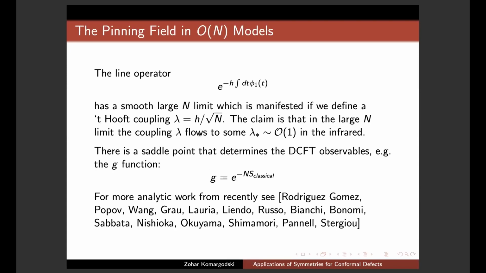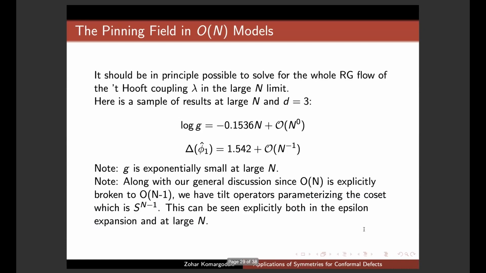I'm not going to go through that because it's impossible to explain in 5 minutes, but there is an exact large N solution of this defect that we found a year ago. And it can be used to make many predictions. And there is a lot of work on this subject from recently. But these are some examples: at large N, you see that indeed log g is exponentially small. And this is the defect dimension of some leading magnetic field perturbation.